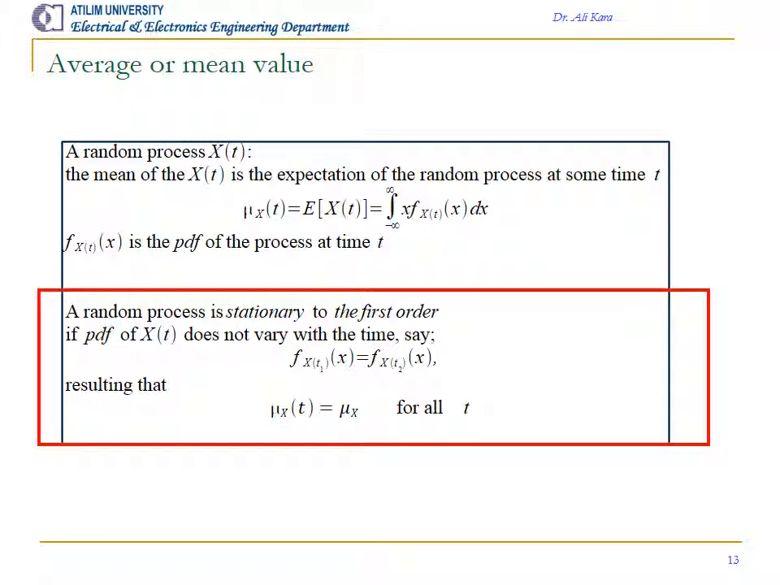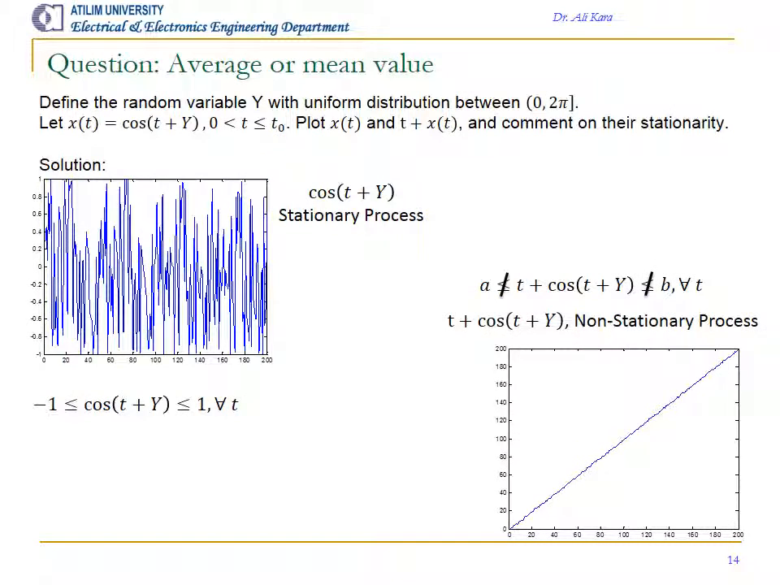A random process is stationary to the first order if the PDF of x of t does not vary with time. Say f x t1 of x is equal to f x t2 of x, resulting in mu x of t equal to mu x for all t. Question: average or mean value.